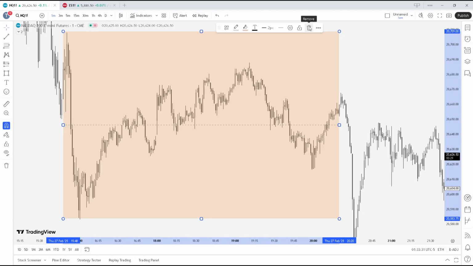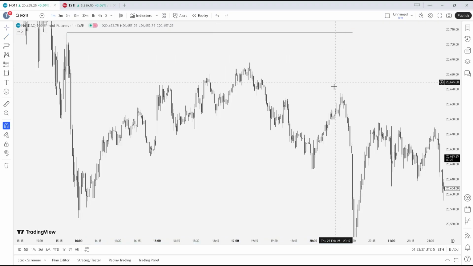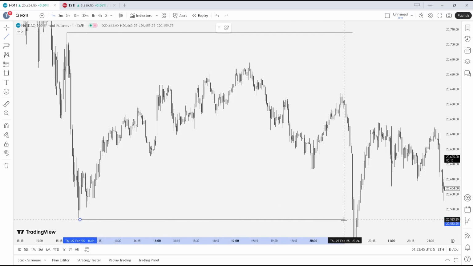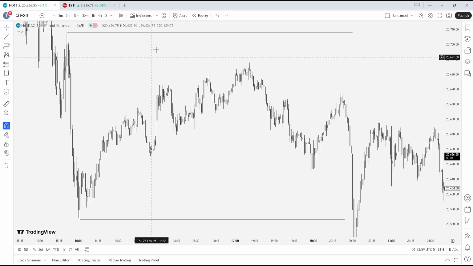And the external range liquidity would be the highest high in that range. So it would be this high up here. And the external range liquidity low would be the lowest low within that range. So this low right here, right? And the internal range liquidity would just be any buy side or sell side liquidity that is between these external liquidity pools.